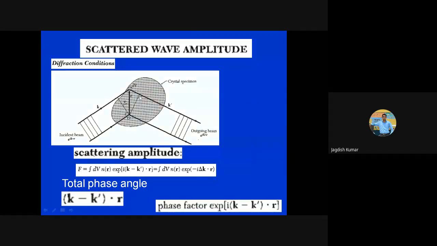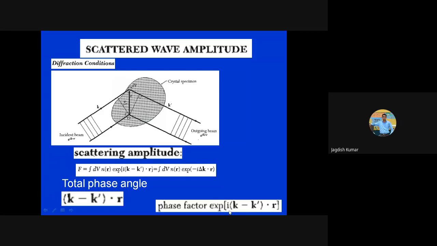So if this is clear, then fine. So this is what is the total phase angle. Now this is a vector equation defining the full phase angle: k vector minus k dash vector dot r vector. So this gives you the total phase angle. So the total phase factor will be e raised to the power iota. So now you know, if you have been given the phase difference, then what will be the total phase factor appearing for the amplitude equation? That will be this one.